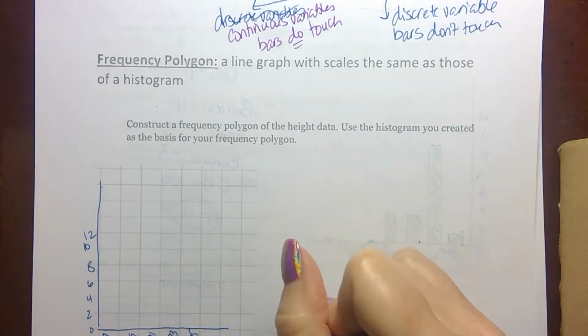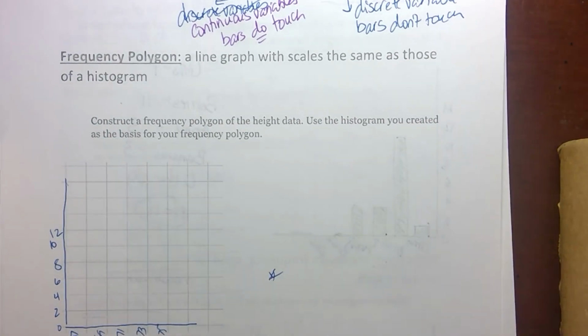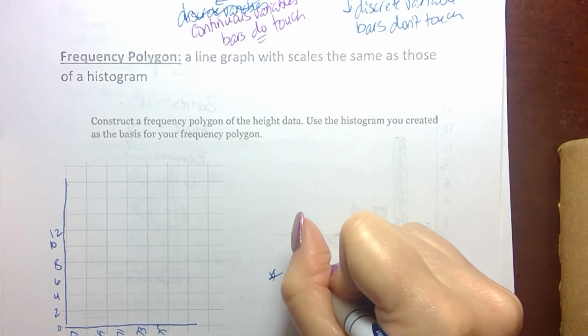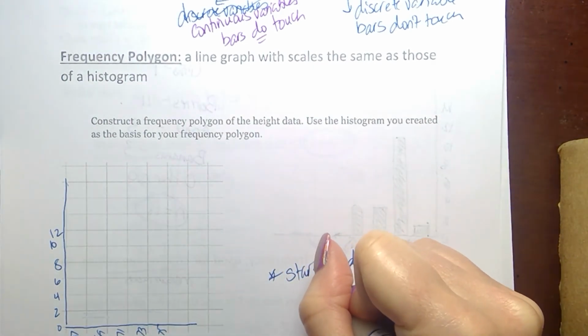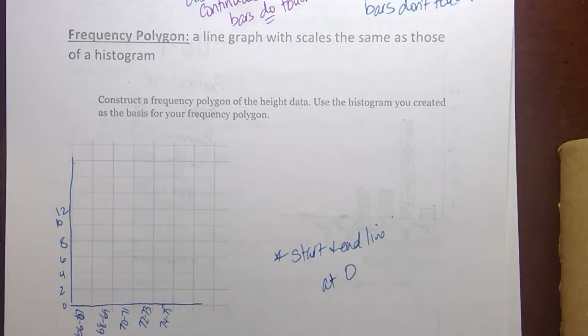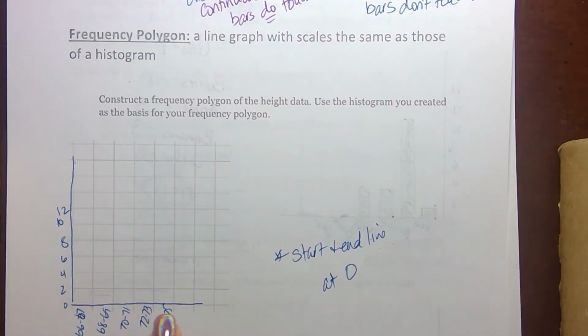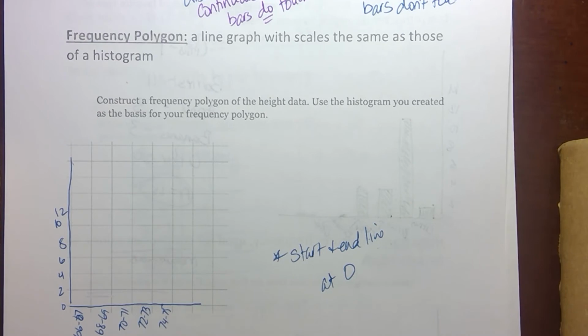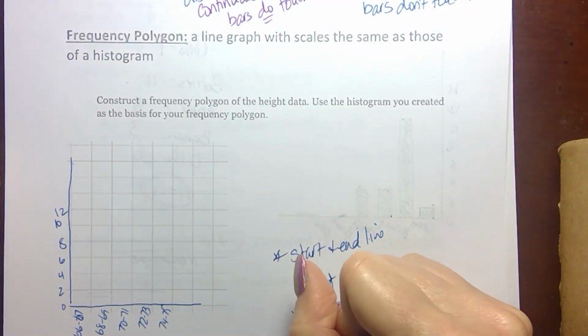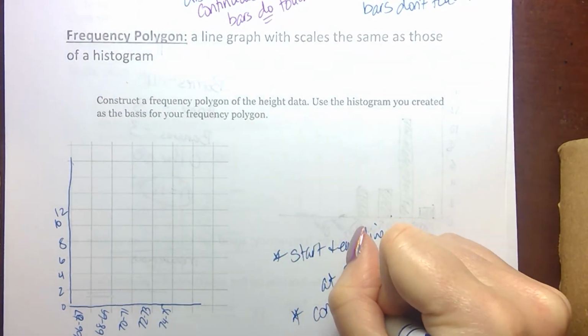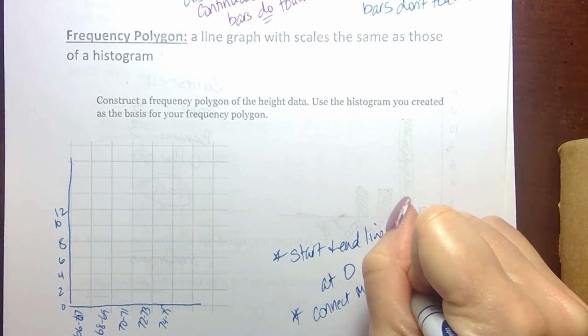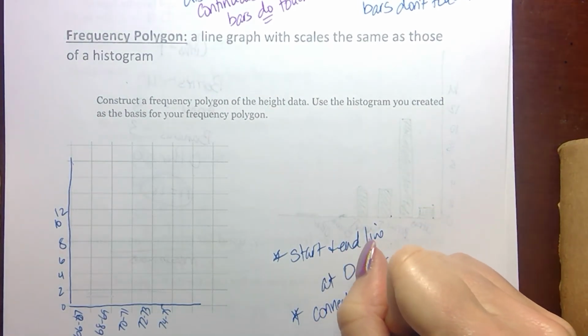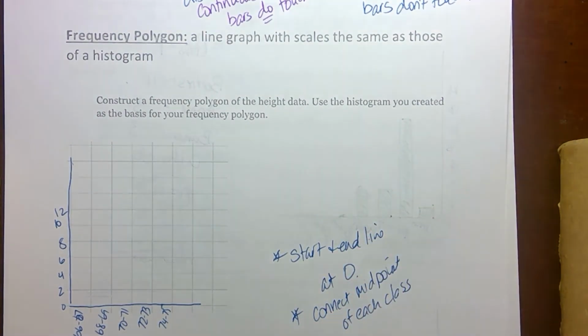Okay, to make this frequency polygon, you are going to start and end your line at 0. So we're going to start our line down here at 0. We're going to end down here at 0. And then you are going to connect the midpoint of each class.